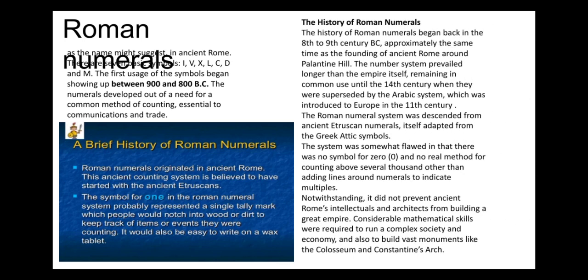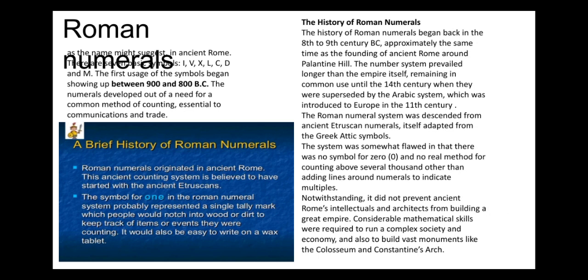Roman numerals originated in ancient Rome. This ancient counting system is believed to have started with the ancient Etruscans. The symbol for one in the Roman numeral system probably represented a single tally mark, used to keep track of items or events they were counting. It would also be easy to write on a wax tablet.